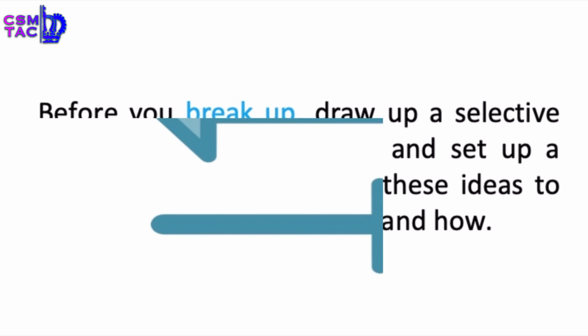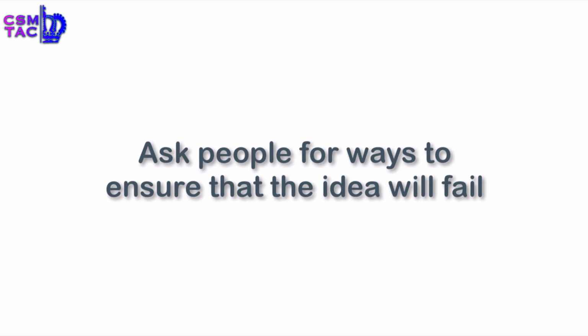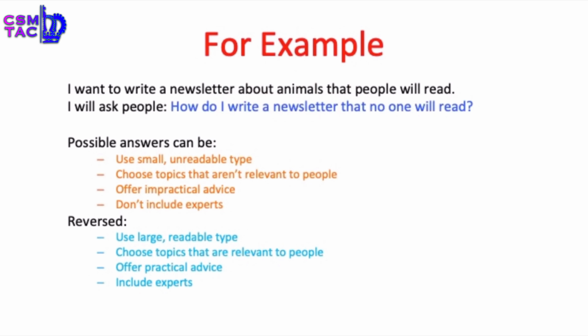And now, imagine the opposite. After you complete the brainstorming process, write down your idea and then ask people for ways to ensure that it will fail. Write all responses down and then reverse them. For example, I want to write a newsletter about animals that people will read. Then I will ask people, how do I write a newsletter that no one will read?